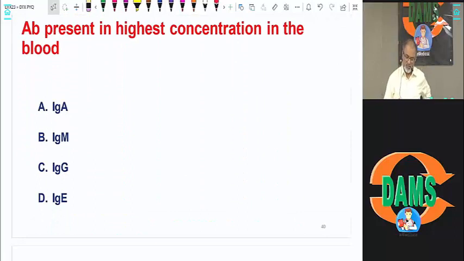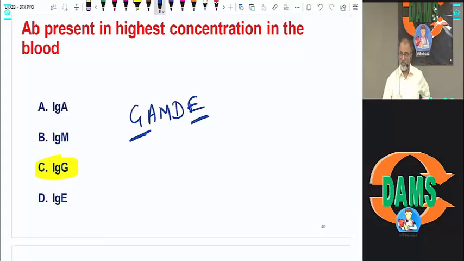Antibody present in highest concentration in blood is IgG. What is the mnemonic? Gamma. Highest concentration is G, lowest is E.